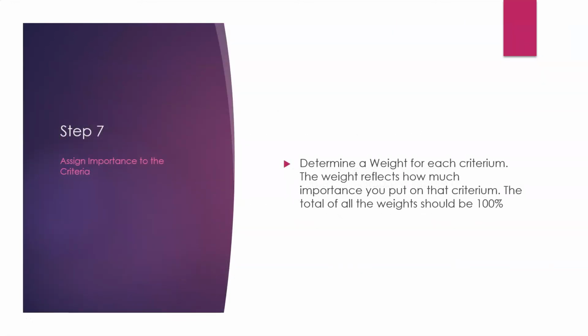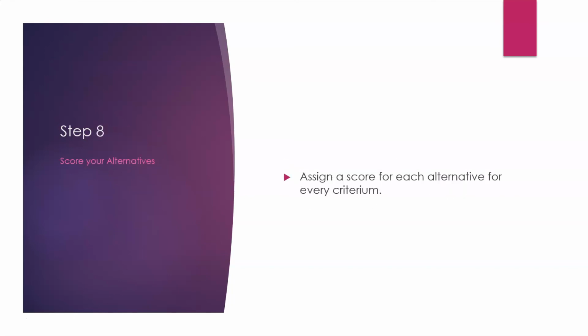Step 7. Assign importance to the criteria. Determine a weight for each criterion. The weight reflects how much importance you put on that criterion. The total of all the weights should be 100%, or 1. Assign a score for each alternative for every criterion. So you're at step 8, you're scoring the alternatives.